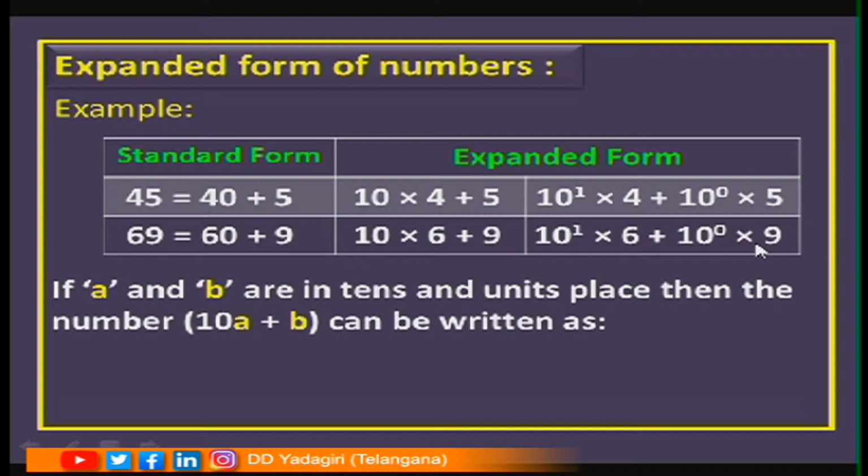Suppose A and B are in the tens and units places. Then the number 10A plus B can be written as, how do we write, children? 10 to the power of 1 into A plus 10 to the power of 0 into B, where A is in the tens place and B is in the ones or units place, children. So, now children, you know how to write a given number in expanded form.